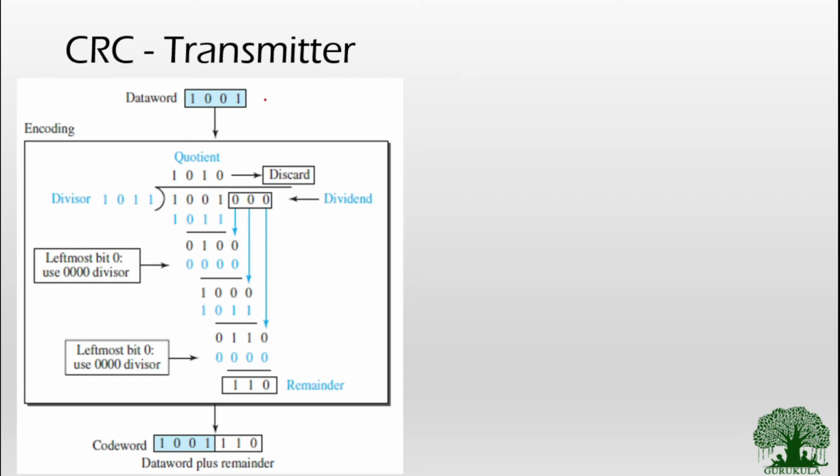So initially I know that this is the data word which I want to transmit. Now I am going to perform a long division method. CRC will be performed by using a long division method. So in order to perform a long division method, I need the data, I need a few bits of CRC, and then I need a divisor polynomial.